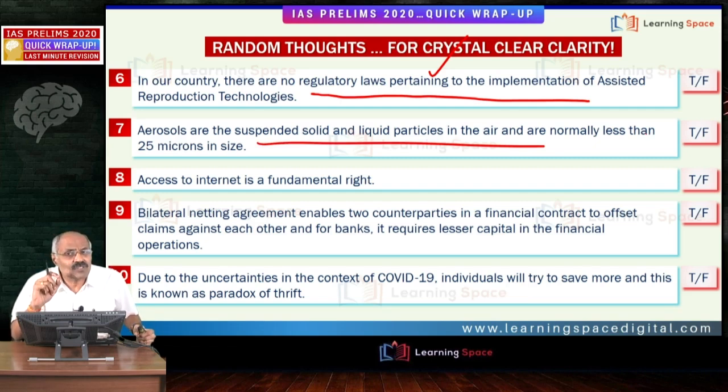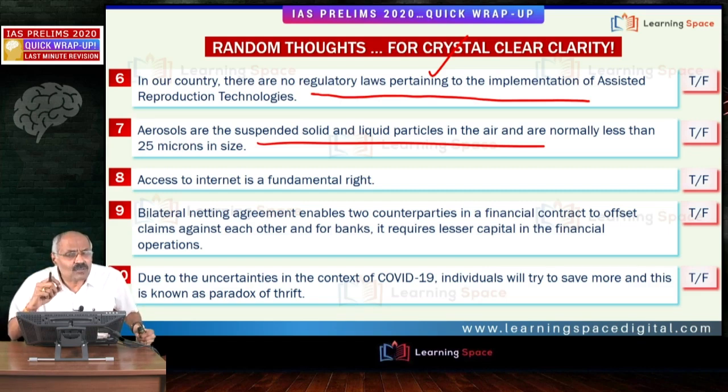Why is this in the news? Aerosols are in the news because of the following reason. There is a presumption, or some people believe, that COVID-19 is spread through aerosols in closed settings and in certain areas where people come in contact with these aerosols, and COVID-19 is being transmitted. In this context, aerosols are in the news.